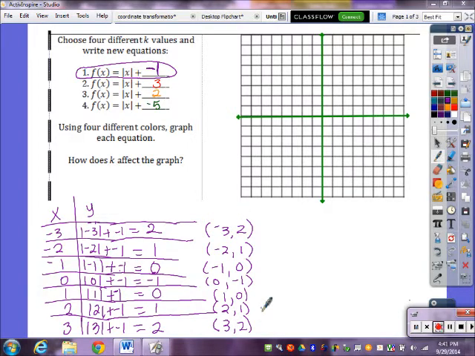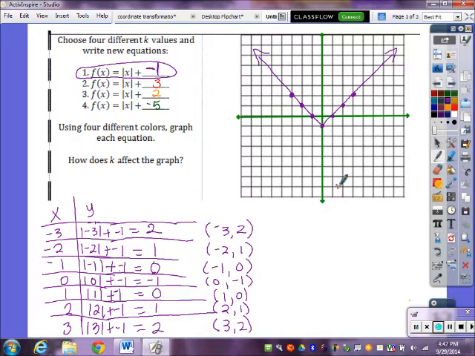Okay? So then I'm going to plot these points. If I want to plot -3, 2, start at the origin, go to the left 3 because it's negative, and up 2. My next point, -2, 1: left 2, up 1. -1, 0 would be to the left 1 and not up anything. Then 0, -1. 1, 0. 2, 1. And 3, 2. Then I would just connect those points to create my first graph.